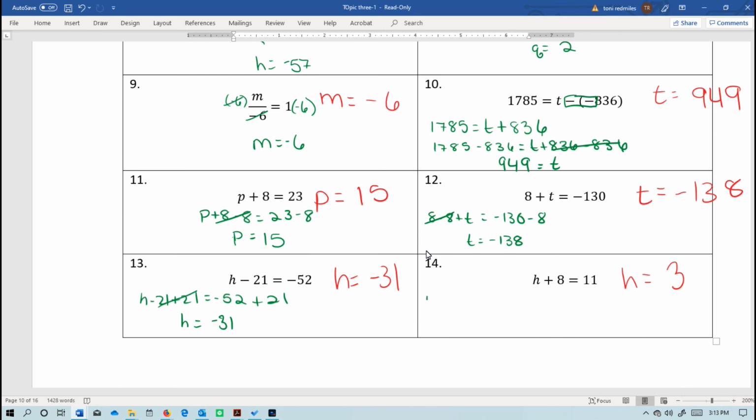All right, the 8 is adding to the h, so I need to subtract it. What I do to one side, I have to do the other side in order to remain fair. That's going to go to 0, leaving me just with h. And 11 minus 8 is 3.